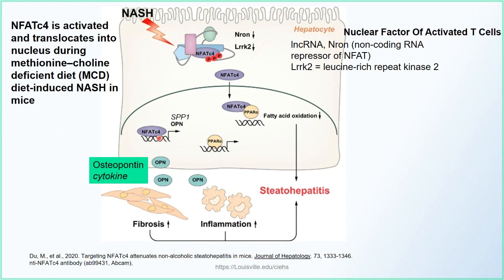And there, it can bind to DNA, and it will increase the expression of the cytokine called osteopontin, which increases fibrosis and inflammation, hallmarks of steatohepatitis or NASH. And at the same time, it binds PPAR-alpha, which prevents PPAR-alpha from binding to its response elements and upregulating fatty acid oxidation. So you get an increase in fat synthesis rather than oxidation. So that would be the fatty liver.